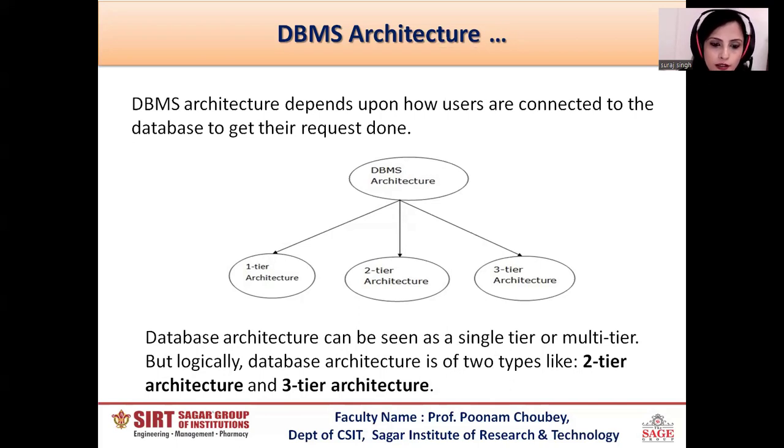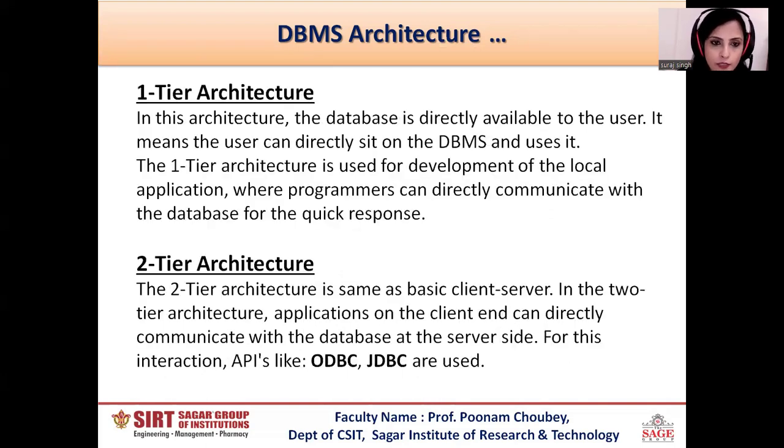So the database architecture can be seen as a single tier and a multi-tier architecture. But in the logical way, we can say the database architecture is of two types. Which are the two types? First is the two-tier architecture and second is the three-tier architecture. Logically, we can say two architectures, but on the basis of simple architecture, we can say it has three types of architecture, right? So we can see it in the next PPT.